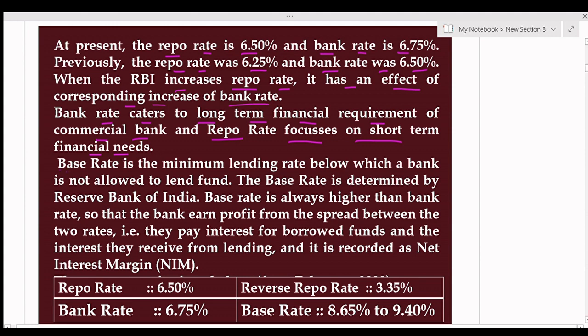Next comes base rate. Base rate is the minimum lending rate below which a bank is not allowed to lend funds. The base rate is determined by the Reserve Bank of India. Base rate is always higher than the bank rate so that the bank earns profit from the spread between the two rates. That is, they pay interest for borrowed funds and earn interest from lending, and it is recorded as net interest margin, NIM.